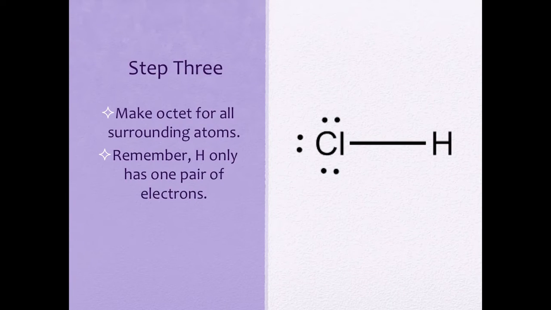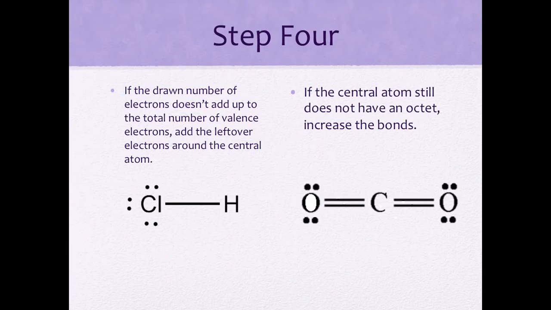For step 3, you need to make an octet for all the surrounding atoms, which means 8 electrons around the atom, but H is an exception because it only has 1 pair of electrons.